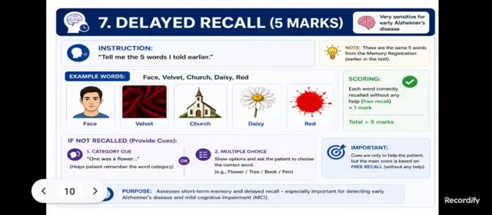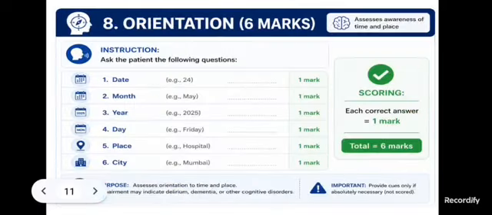In the recall testing, last time we gave the patient 5 words. We ask him to repeat those 5 words now. If he is able to repeat those 5 words correctly, he is given 5 marks. The last cognitive domain to be tested in the Montreal Cognitive Assessment is the test of orientation. The patient is asked to recall the date, month, year, day, place and city where he stays. If he is able to answer correctly, he is given 6 marks.